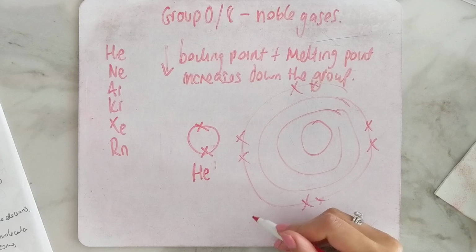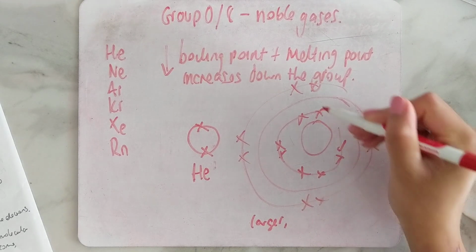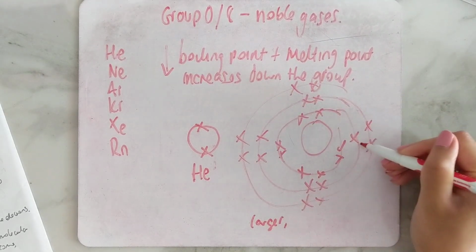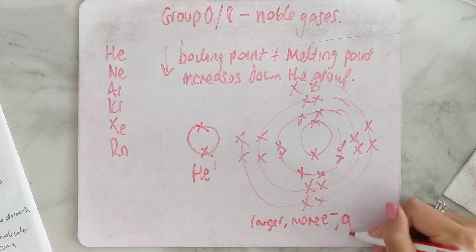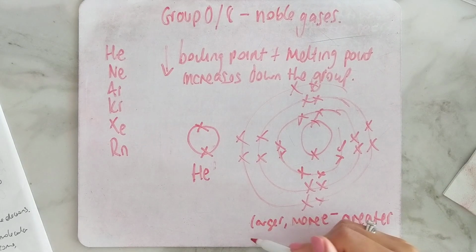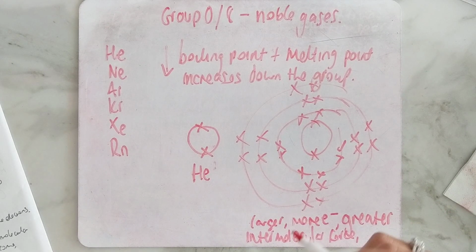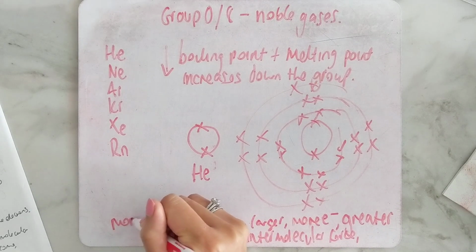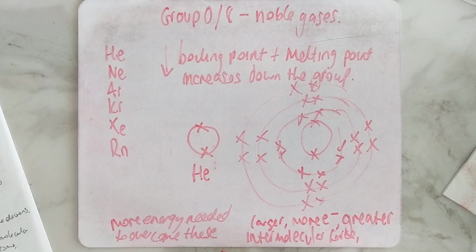So as the atom gets larger, you get more electrons. So all in here, you'd get loads more electrons, like this. So more electrons, meaning greater intermolecular forces. And you need more energy. More energy needed to overcome these forces. And in this case, boiling and melting point, we're talking about heat energy.